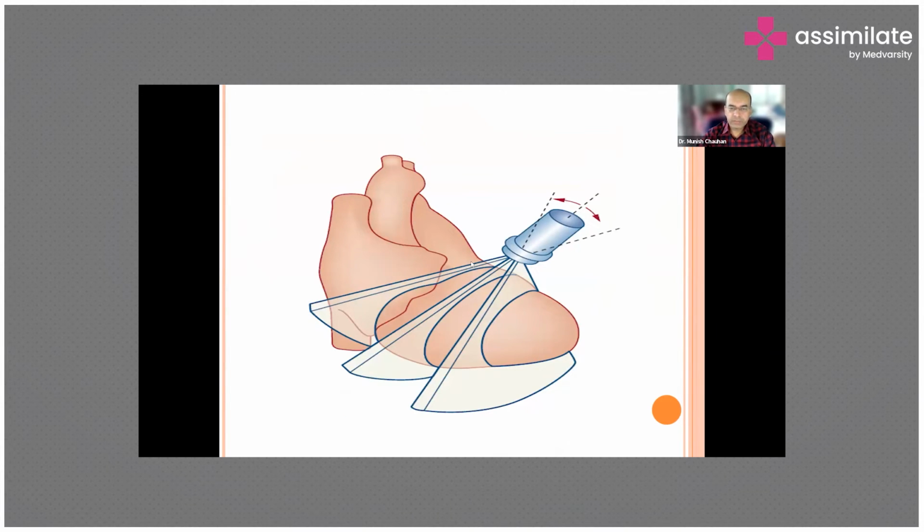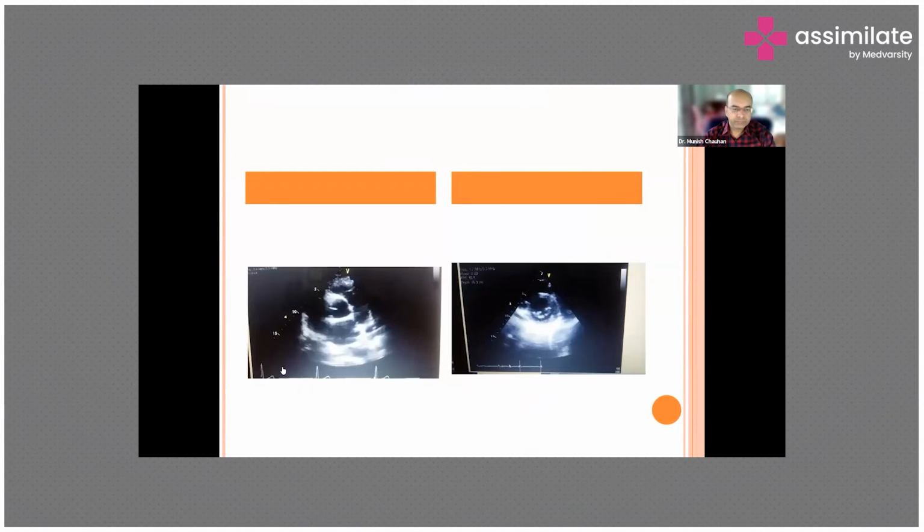You can tilt if you go towards this. This is towards the apex, this is towards the base of the heart. So depending on what you want to see or the view you want to change, you can tilt your probe and get the information. You can see the aortic root.